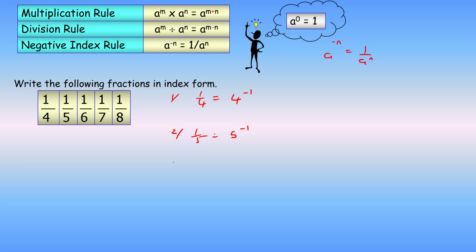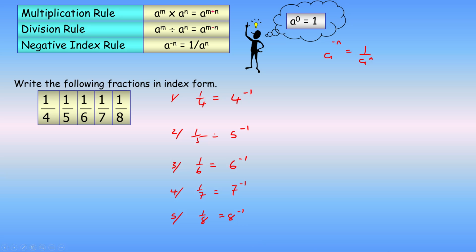And you can complete the rest. 3, 4 and 5, off you go. Hit pause, do those. So number 3, 1 over 6 can be written as 6 to the power of minus 1. So we can change them either way around. 4, 1 over 7 is equal to 7 to the power of minus 1. And question number 5, 1 over 8 is written as 8 to the power of minus 1. So that's how we write them in negative index.